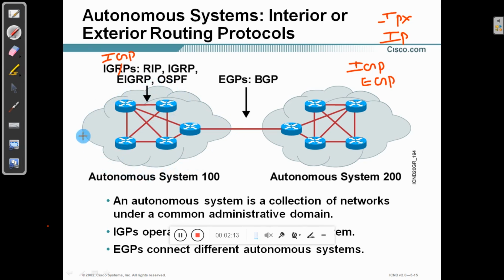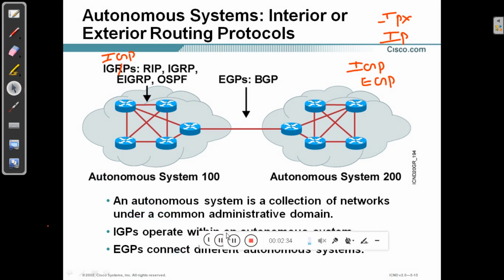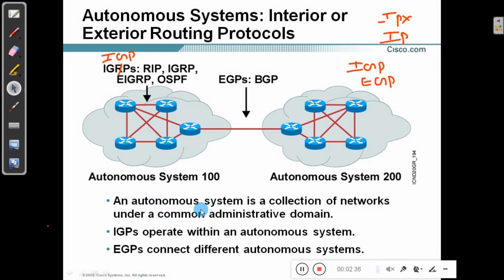In the diagram you can see this is an autonomous system, and one more autonomous system is taken here. The protocol which works inside the autonomous system is called IGP. Now, what is an autonomous system? An autonomous system is a collection of networks under a common administrative domain or rule.